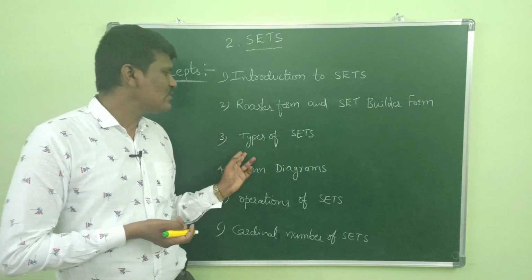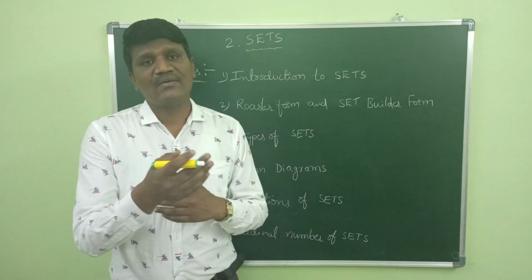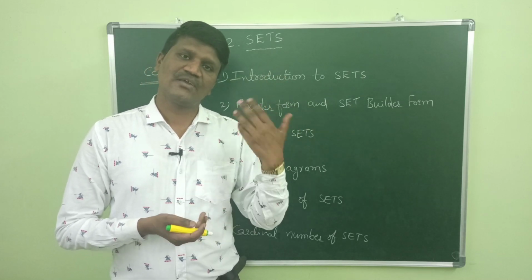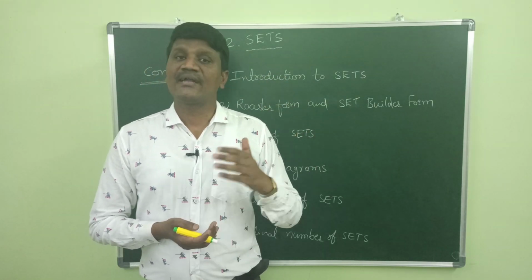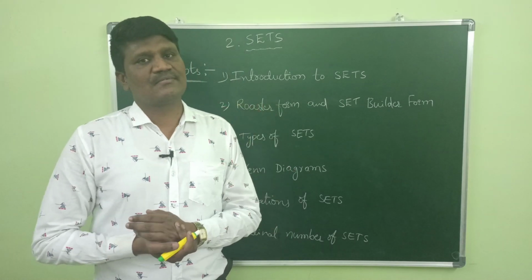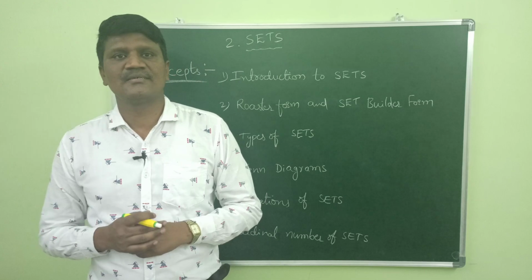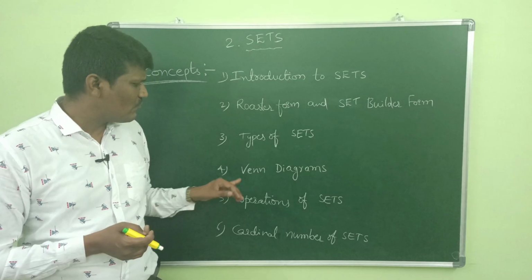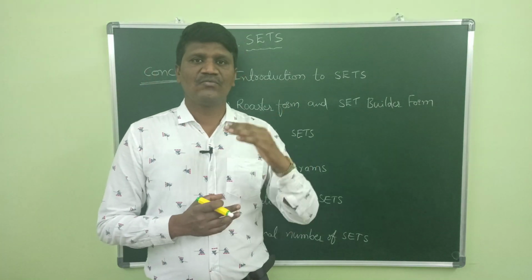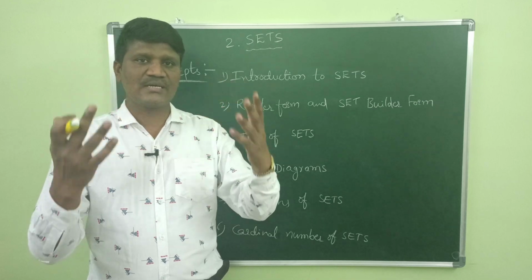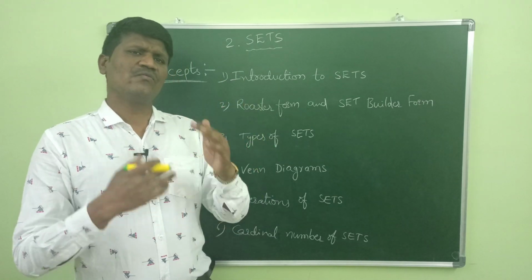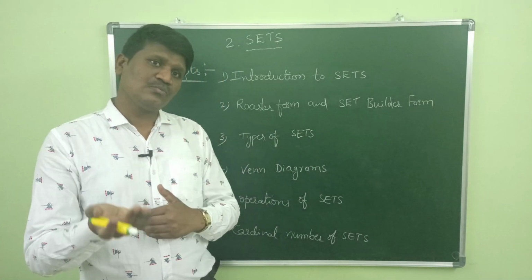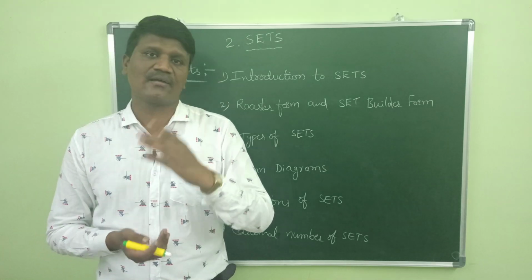The third one is different types of sets, like null set, universal set, subset, superset, infinite set, finite set, and also disjoint sets and equal sets. These are all the different types of sets which we are going to learn in the types of sets video. And the next is Venn diagram, which is the most important for sets, because this is a representation of sets in diagram form. We will use Venn diagrams to represent a set, and also we will do some problems based on the Venn diagram.